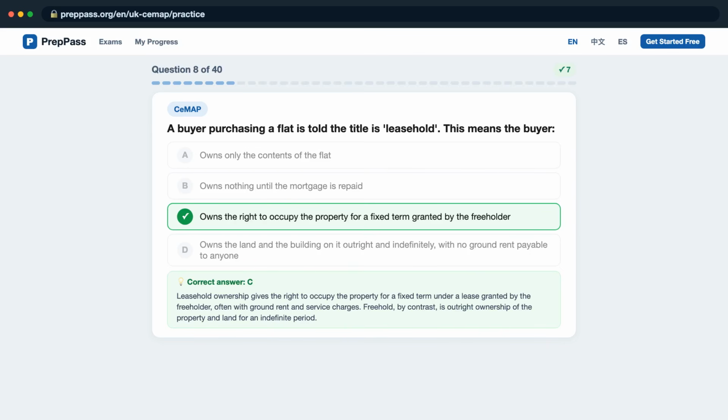Leasehold ownership gives the right to occupy the property for a fixed term under a lease granted by the freeholder, often with ground rent and service charges. Freehold, by contrast, is outright ownership of the property and land for an indefinite period.